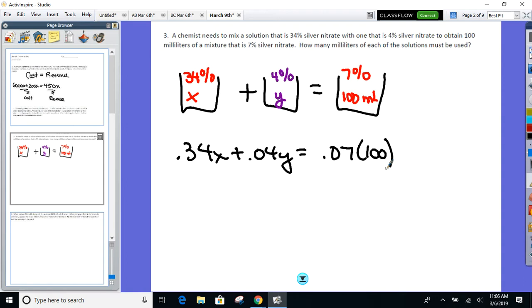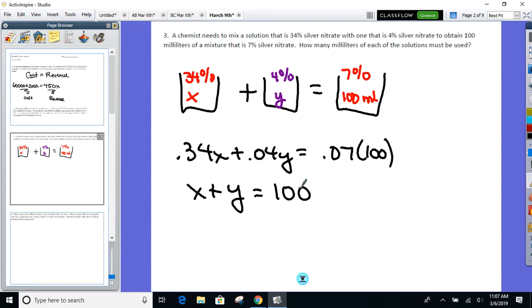And then what's the second equation? X plus y equals 1. X plus y, the amounts, equal how much? 100 milliliters. There it is. There's my 2 equations.